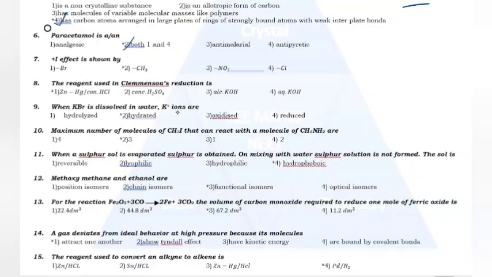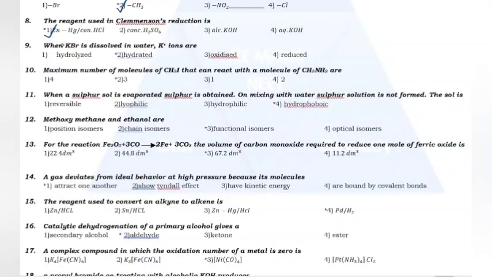The reagent used in the Clemmensen reduction is zinc amalgam and concentrated HCl. For named reactions, it's very important to remember the reagents and also to expect the products. Even in the JEE Mains 2025 phase 1 examinations, we have seen a lot of questions based on reagents and named reactions. So practice these named reactions more.